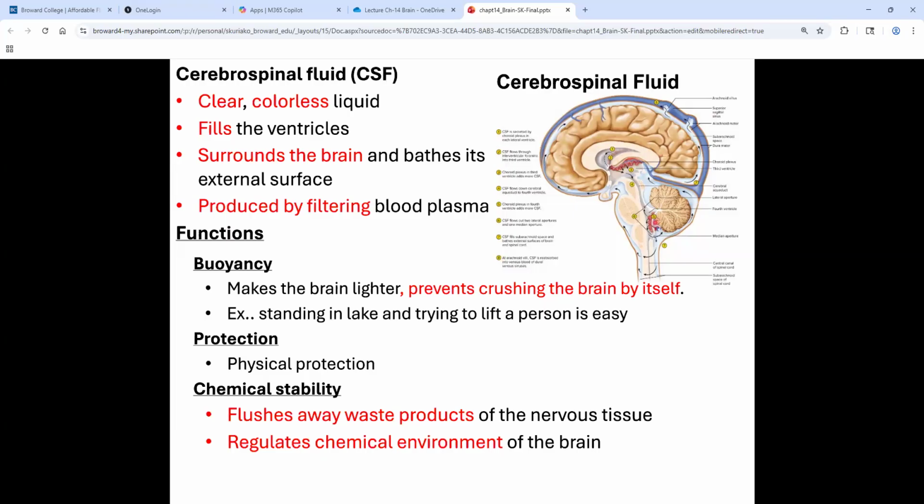Why do you need CSF? Because it's a protection. Number one, it's like a physical protection, like a water pillow. Okay, so if you move forward or back, your brain is not going to go and hit the bone because you have that watery pillow.